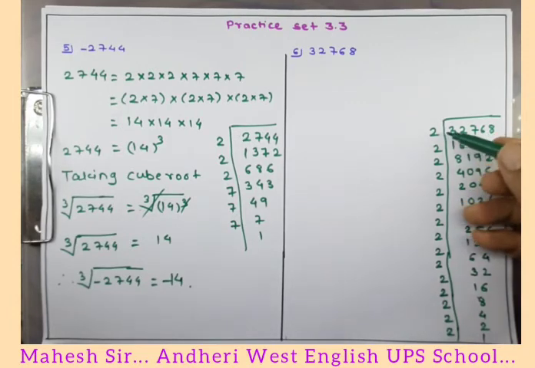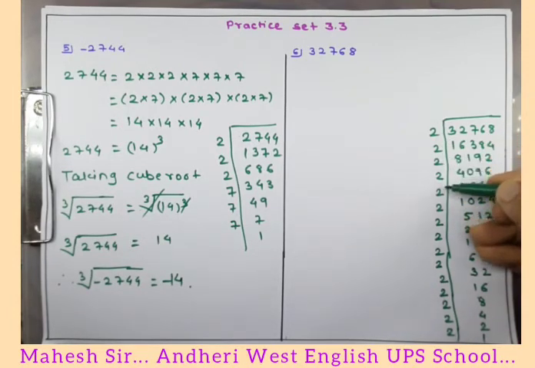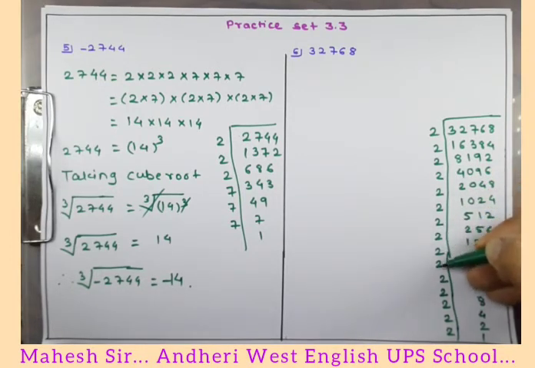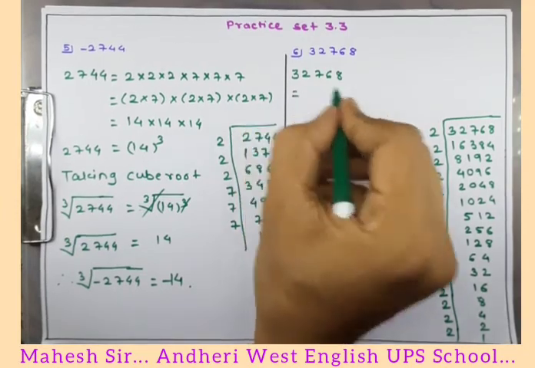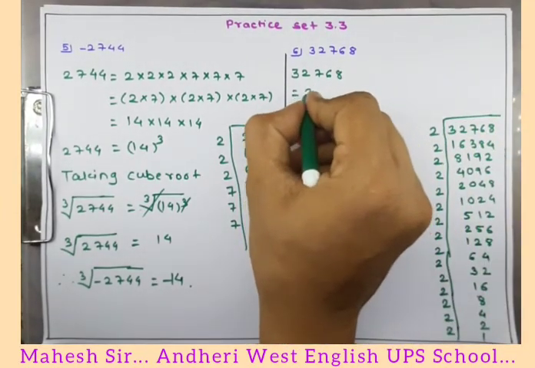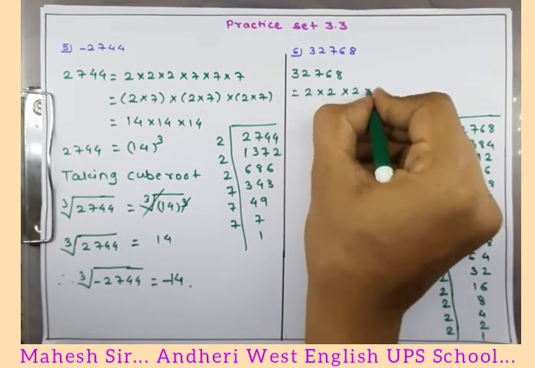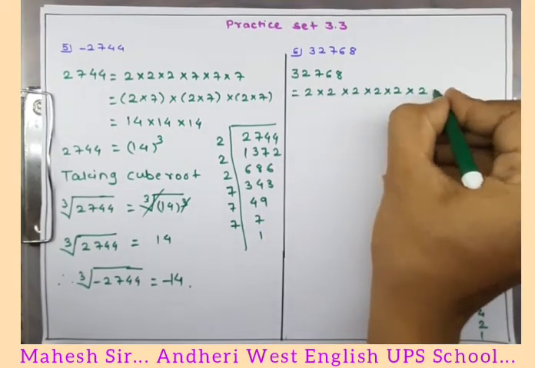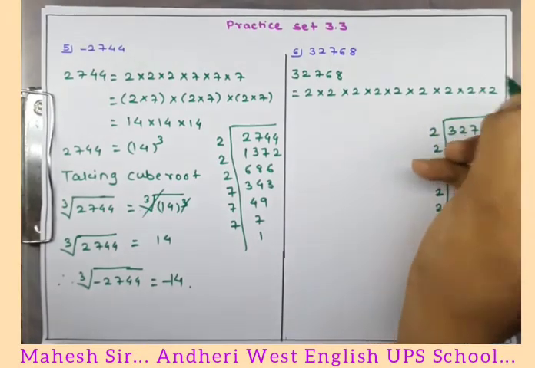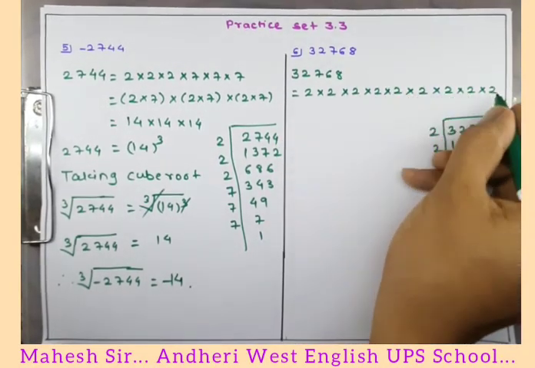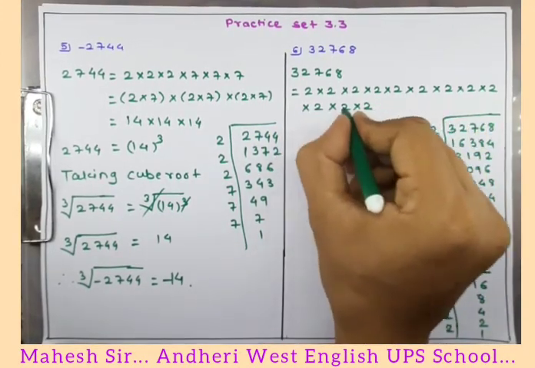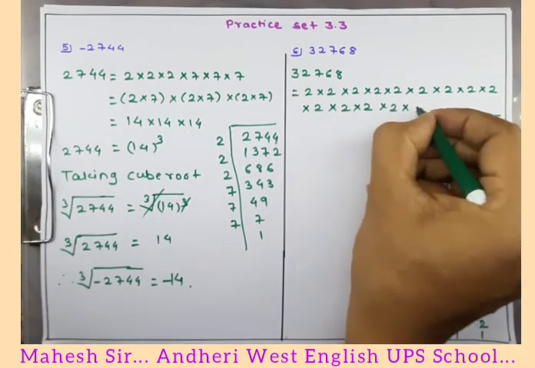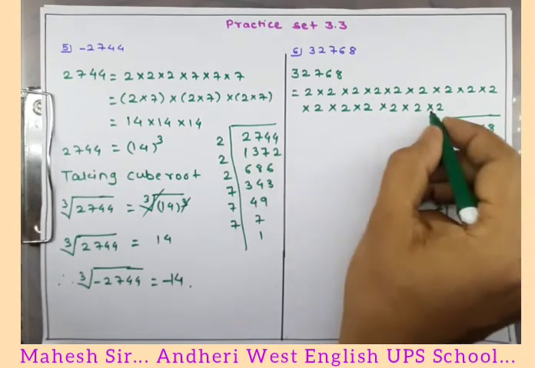32,768. At first we'll count how many 2s are there. So 1 2 3 4 5 6 7 8 9 10 11 12 13 14 15. So I have to write 32,768 is equal to 15 times 2. Let's write it: 2 2 2 2 2 2 2 2 2 2 2 2 2 2 2. So I have written 2 fifteen times.